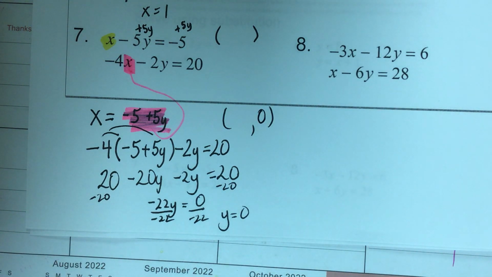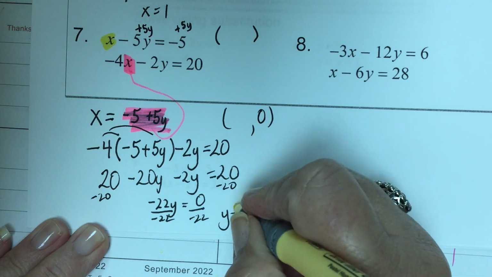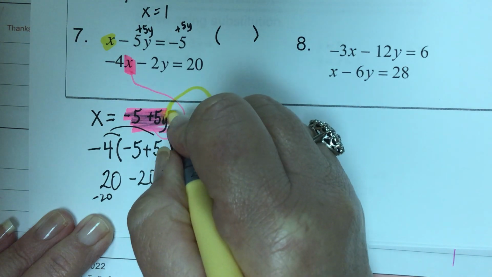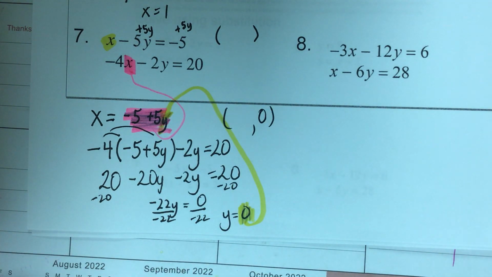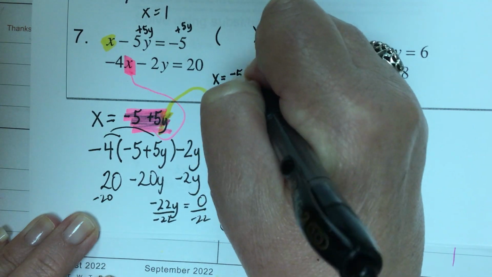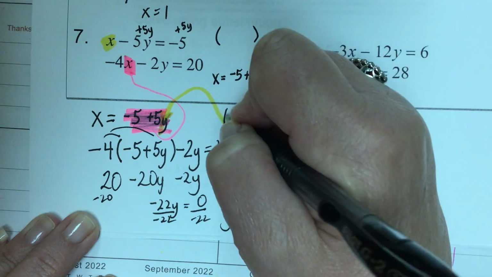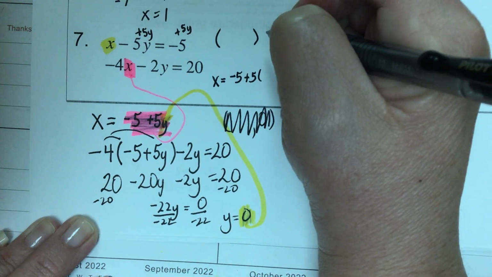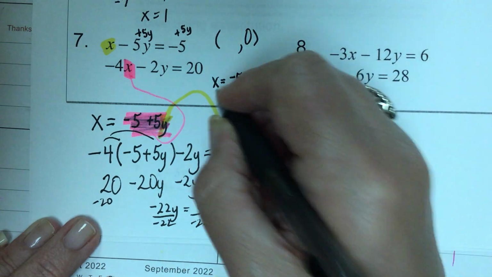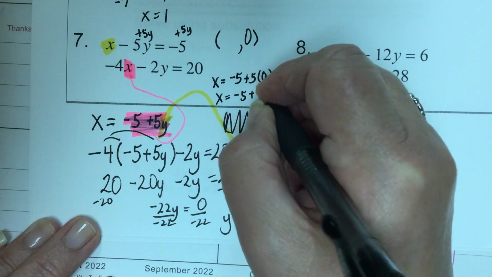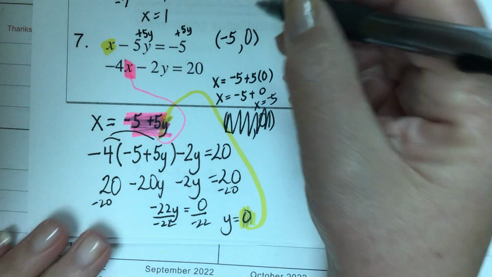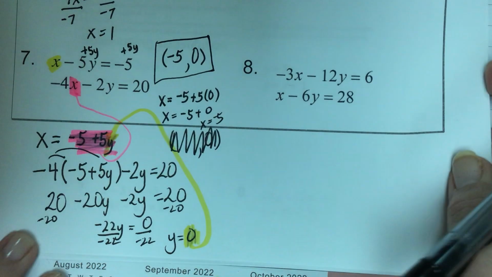Now I'm going to take this answer and put it back into the expression from step 2. So x is going to equal negative 5 plus 5 times 0, and then x equals negative 5 plus 0, so x equals negative 5. That's the answer to number 7. Now on to number 8.